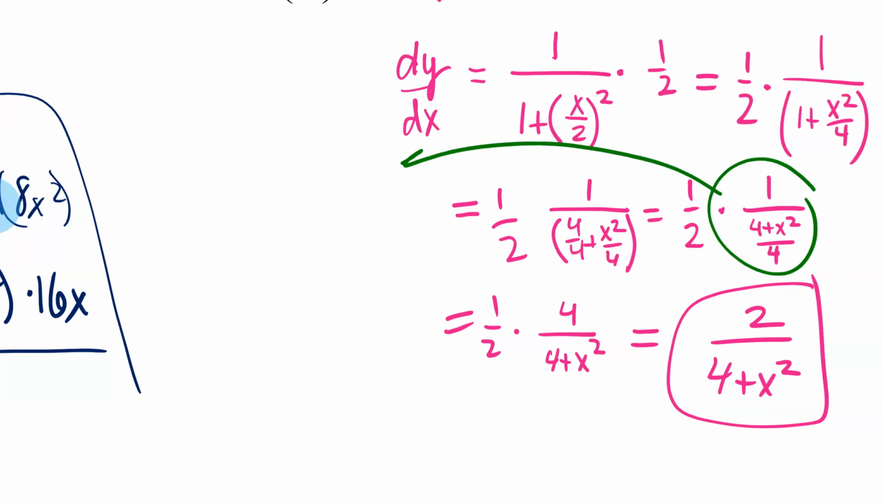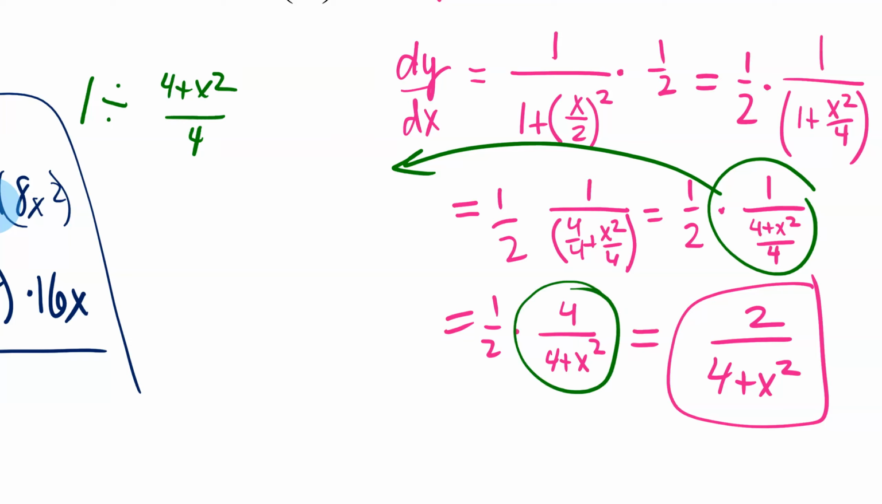This thing right here, let me explain it a little more. 1 over this whole fraction thing, it's literally 1 divided by 4 plus x squared over 4. So that's why right here, instead of dividing 1 by it, I could say 1 times the reciprocal. And then here I can simplify 2 and 4. Do we have questions over this?